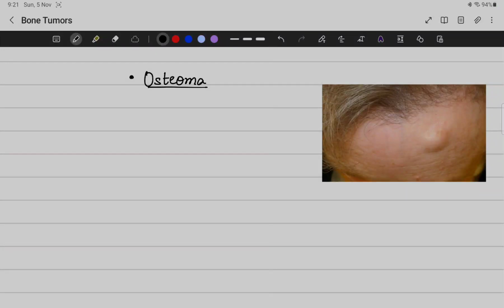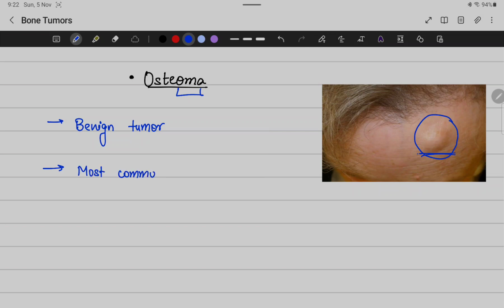Today we'll talk about the tumors of the bone. We'll start with the osteoma. As you can see from the name, it is a benign tumor of the bone, and its most common location is the facial bones, that is the bones of the face. You can clearly see in the picture, this is an osteoma. So most common location is facial bones.